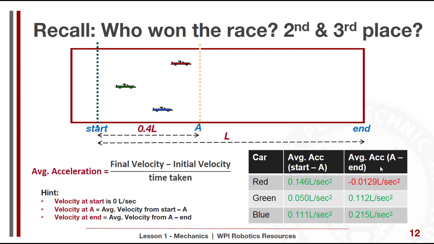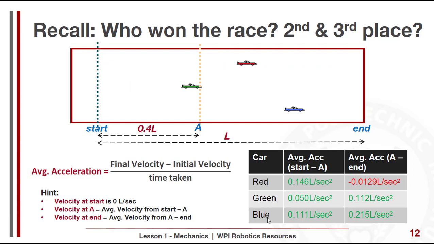But then from A to end, the red car slows down. The speed reduces, as we can recall, and so also here we can find that the acceleration becomes negative, and this is called deceleration. This also happens when you press the brake on your car and you are slowing down. What you're actually doing, in other words, is decelerating.